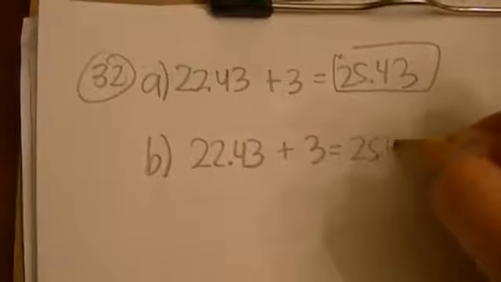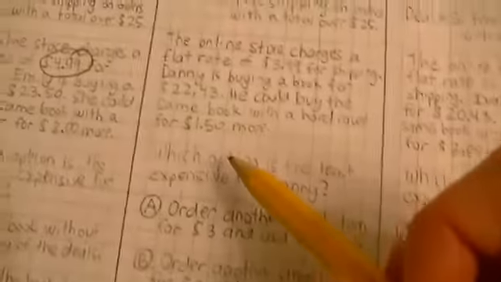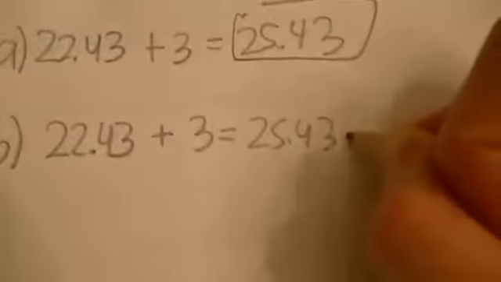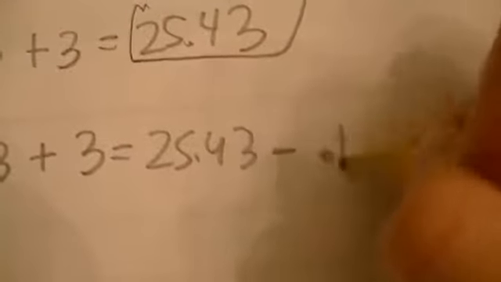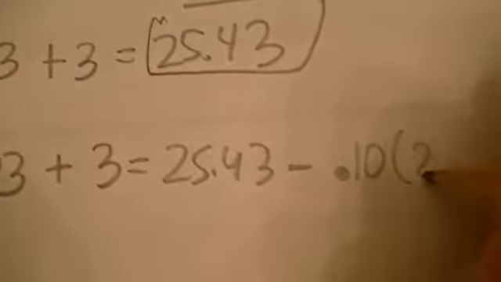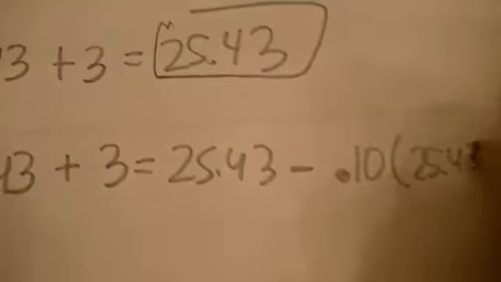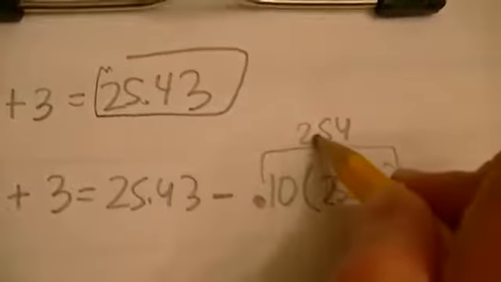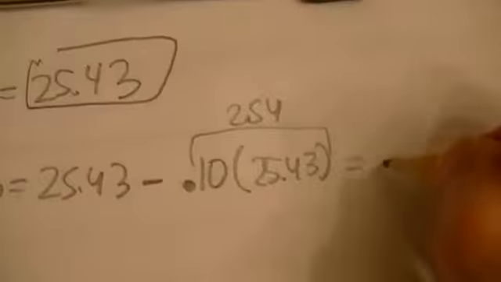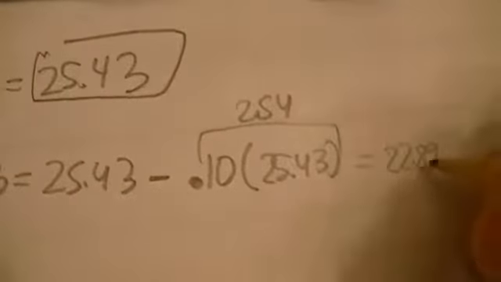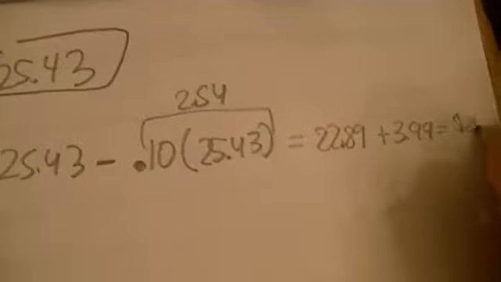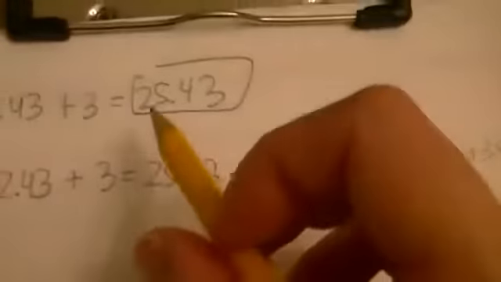That equals $25.43. But it says with deal number 2, we get 10% off the purchase, but not including shipping, of 2 or more items. So we got to minus 10% off of this purchase. 10% as a decimal is 0.10, or 0.1 times that 25.43, and this right here is $2.54. So 25.43 minus 2.54 is equal to, call me out if I'm wrong, okay? 22.89. But remember, you got to pay that shipping. The shipping was $3.99. So your total right here is $26.88. So far, this one's winning.